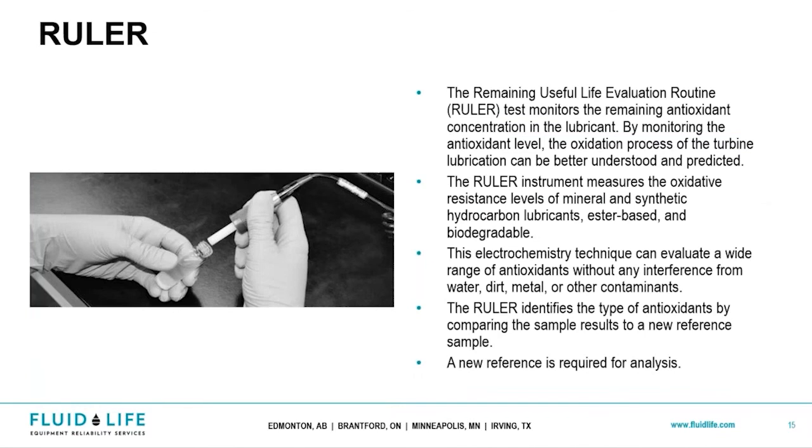So moving on to the RULER test. The RULER test is the remaining useful life evaluation routine test, right? So essentially you're monitoring the remaining antioxidant concentration in the lubricant. And when you monitor that antioxidant level, the oxidation process of the turbine lubrication can be better understood and predicted.